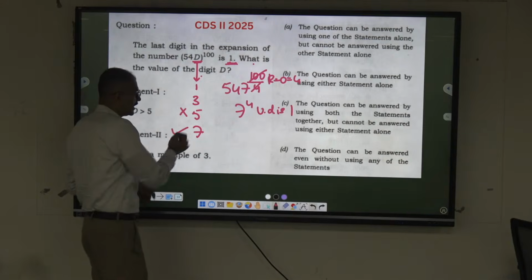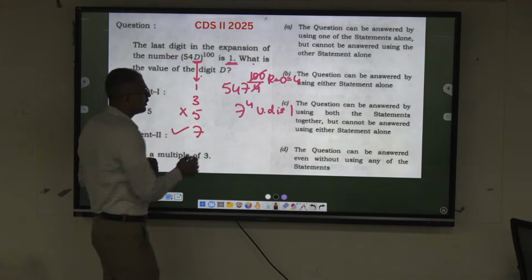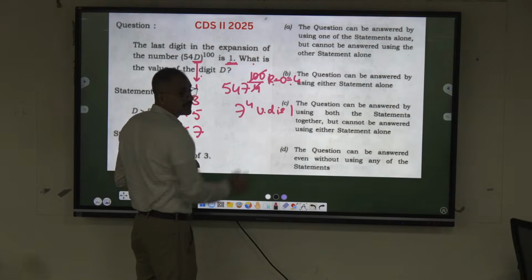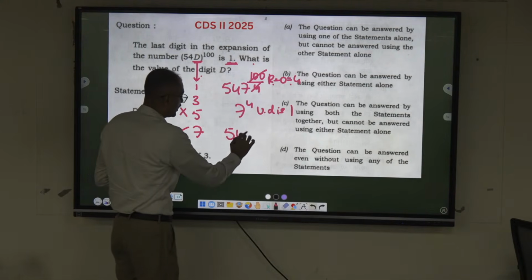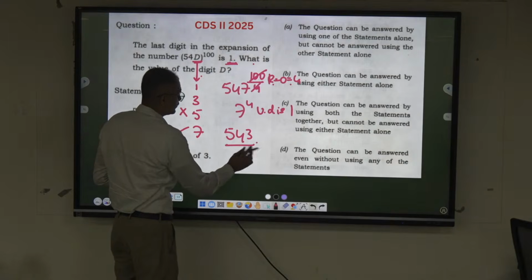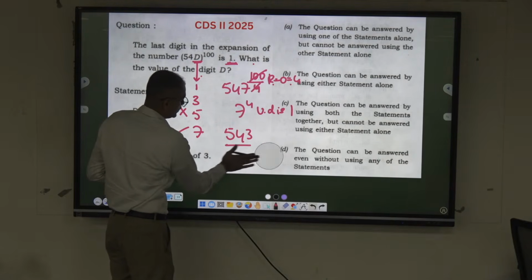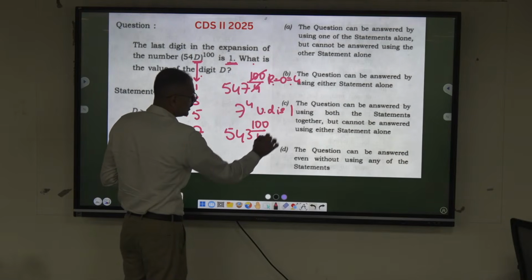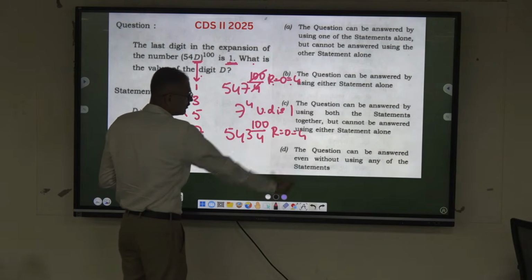Okay, yes, in this particular case. Similarly 3 also here. Divide by 4, remainder is 0. Okay, 5, 4, 3 to the power of 100, when you divide by 4, remainder is 0, means should I have to take 4 only?